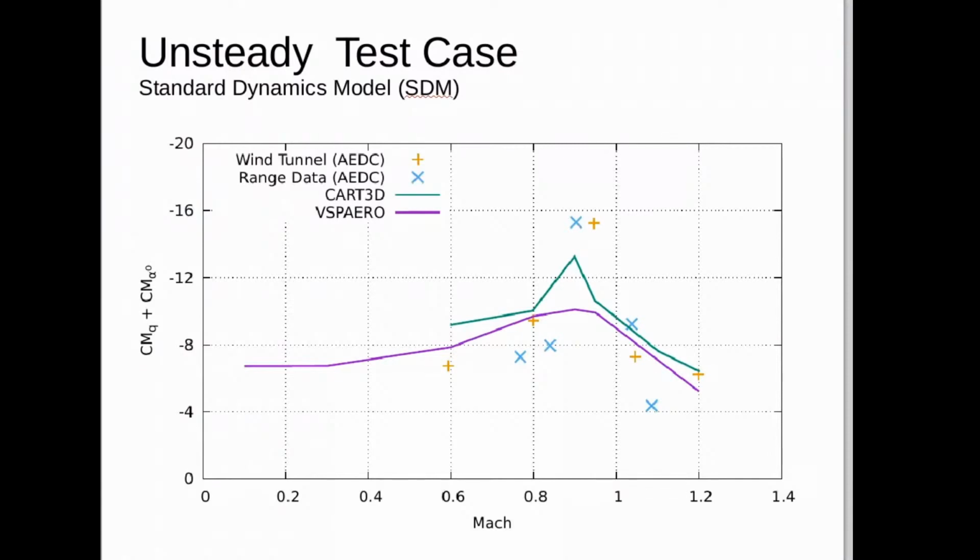And in general, for where there's data at 0.6 up to 1.2, we're doing, I would say, a reasonable job. We're not capturing there's obviously some kind of spike going on. CART3D sees it in the Mach 0.9 range and that transonic range. We are a linear model with linear compressibility. So I'd say the fact that we're in that basically ballpark range of being able to predict CMQ plus CM alpha dot is kind of amazing.